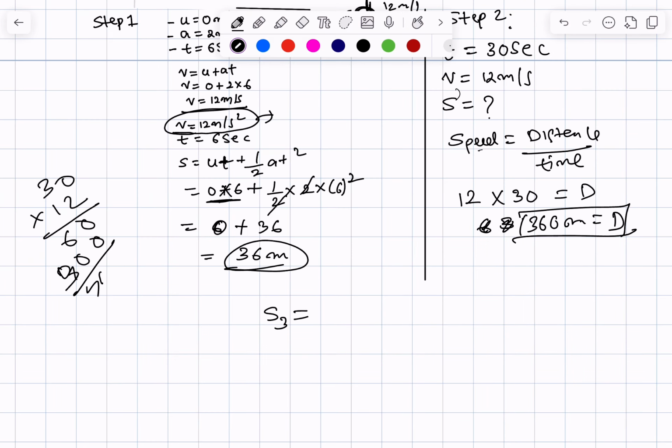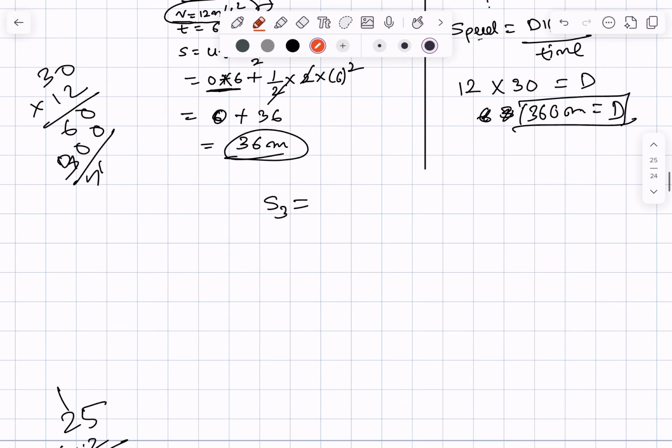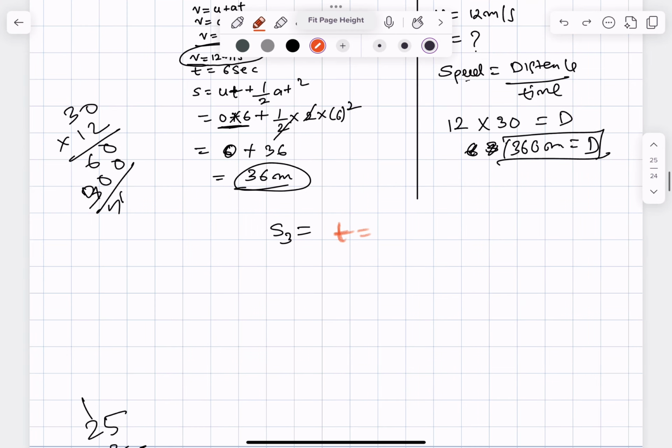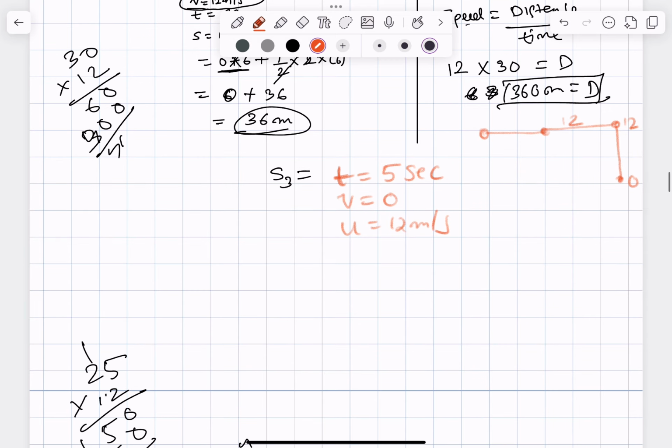Now in S3, they have told us that the brakes are then applied and the vehicle is uniformly retarded to rest in 5 seconds. So we know that time in S3 is 5 seconds. And the final velocity will be 0, because the body is coming to rest, and the initial velocity is still 12, because it became 12 for constant, and in the third step it went from 12 to 0. So initial velocity is 12, v is 0.